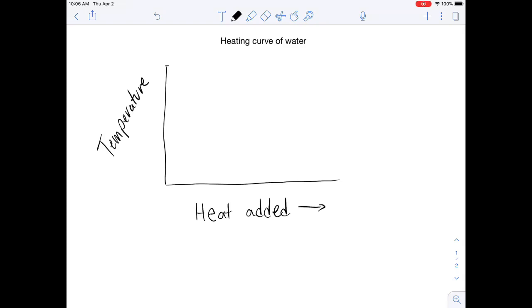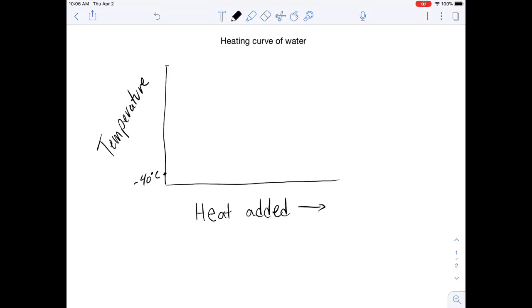In this video, we're going to try to understand how water heats and how it changes temperature as the heat is added to it. So what we're going to do is start off with something really cold. We're going to say that it's like minus 40 degrees Celsius is where we're going to start. So we're going to start heating this water sample that is at minus 40.